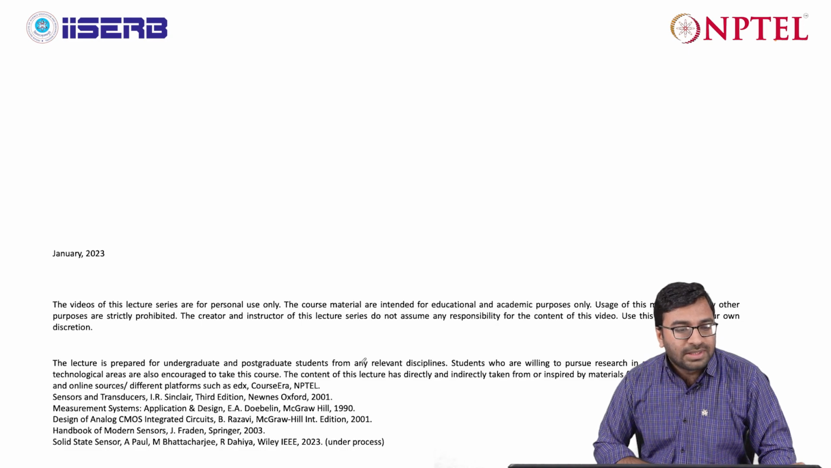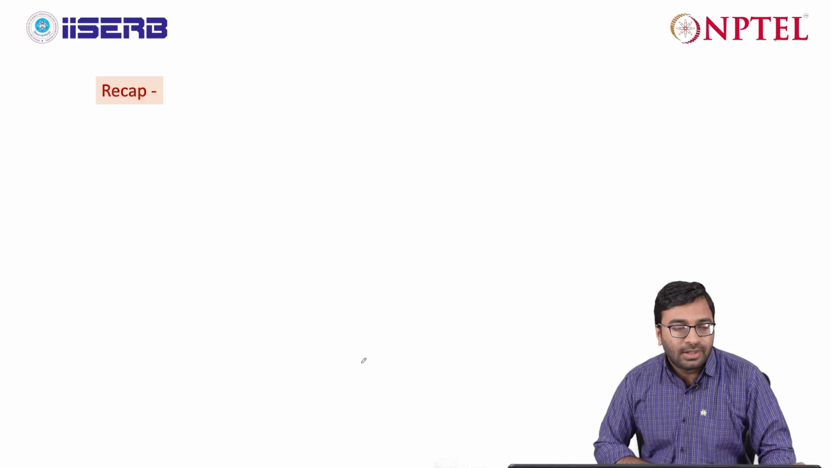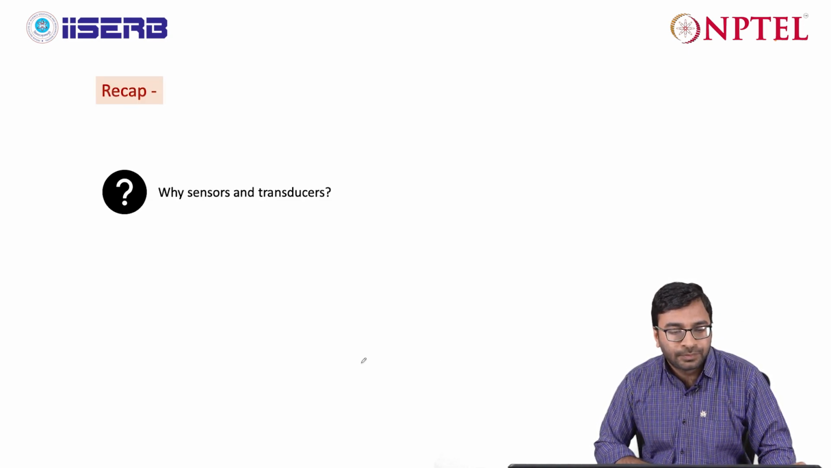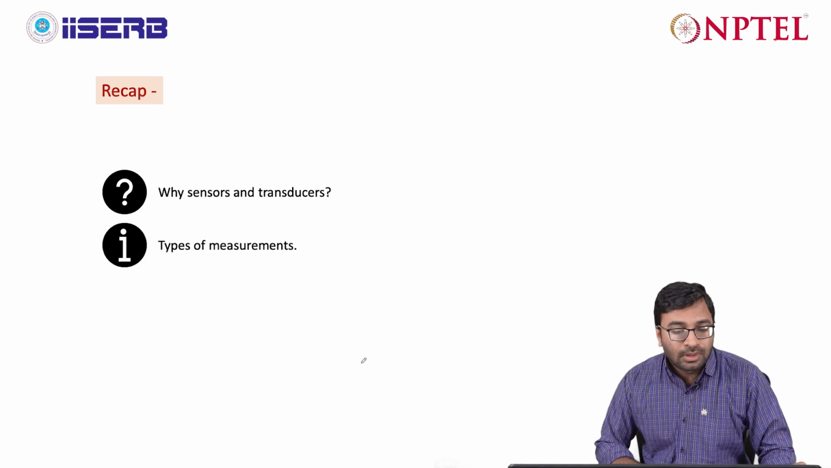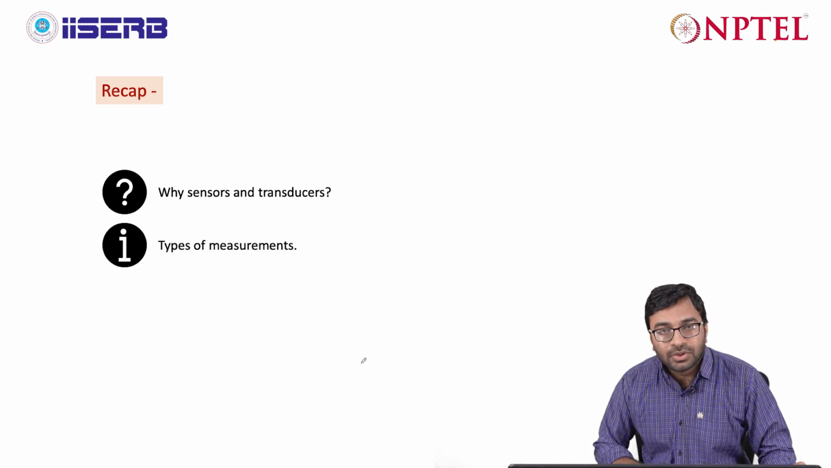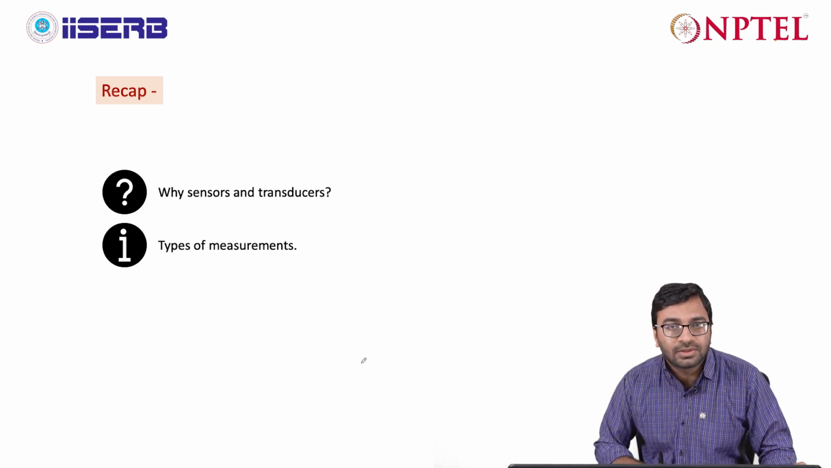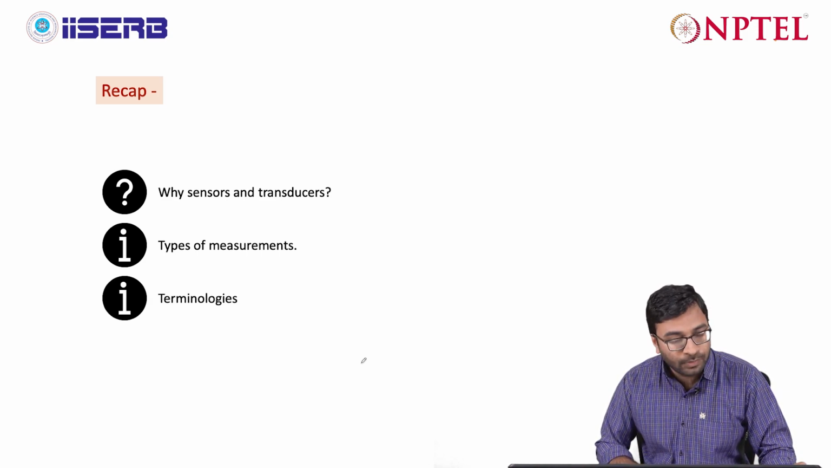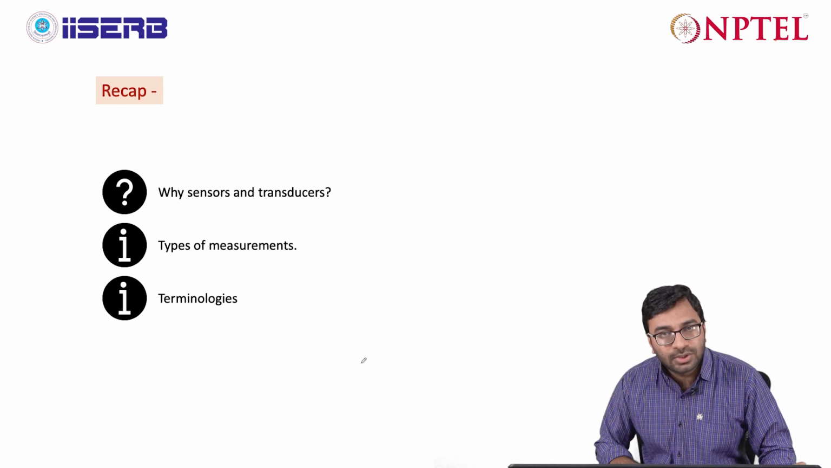So first we will see what are the things that we already have covered previously. We have seen what sensors and transducers are. I have discussed that in the previous lecture as well. We have seen the types of measurements, the different types of measurements for different sensors, which is again very important. We have seen different terminologies associated with sensors.